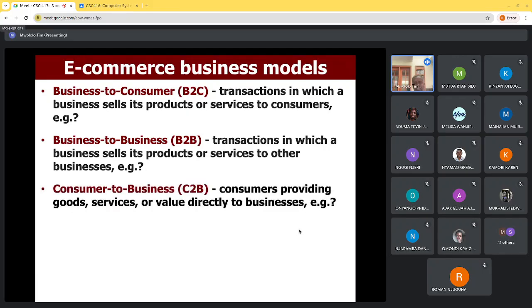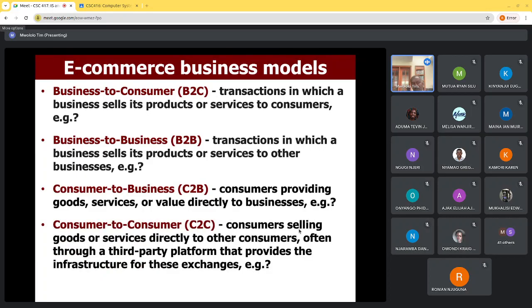But there are also other models. There's consumer to business, consumers providing goods or services directly to businesses. I don't know whether we have any examples of that, which is very rare, having consumers selling to business. Do we have any examples of that? I couldn't think of one. Or even the next one, customer to customer or consumer to consumer.